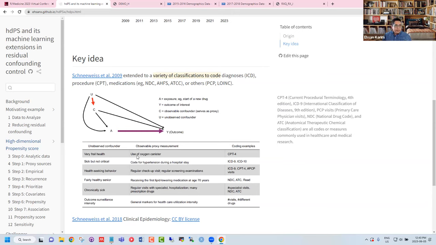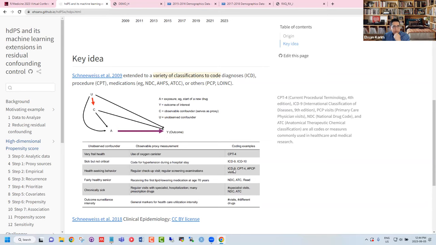Say, for example, here you can see there is a CPT-4 code. So this is not an ICD-9 or 10 code. This is a different classification system, a CPT code, about procedures and supplies that are usually collected in the hospital. And this code, say for example, if someone was using an oxygen canister, that means that person is of very, very frail health. A regular or healthy person does not necessarily take an oxygen canister in the hospital, right? So what the paper was suggesting is that when a patient is taking something like this, you obviously know that patient is of frail health.